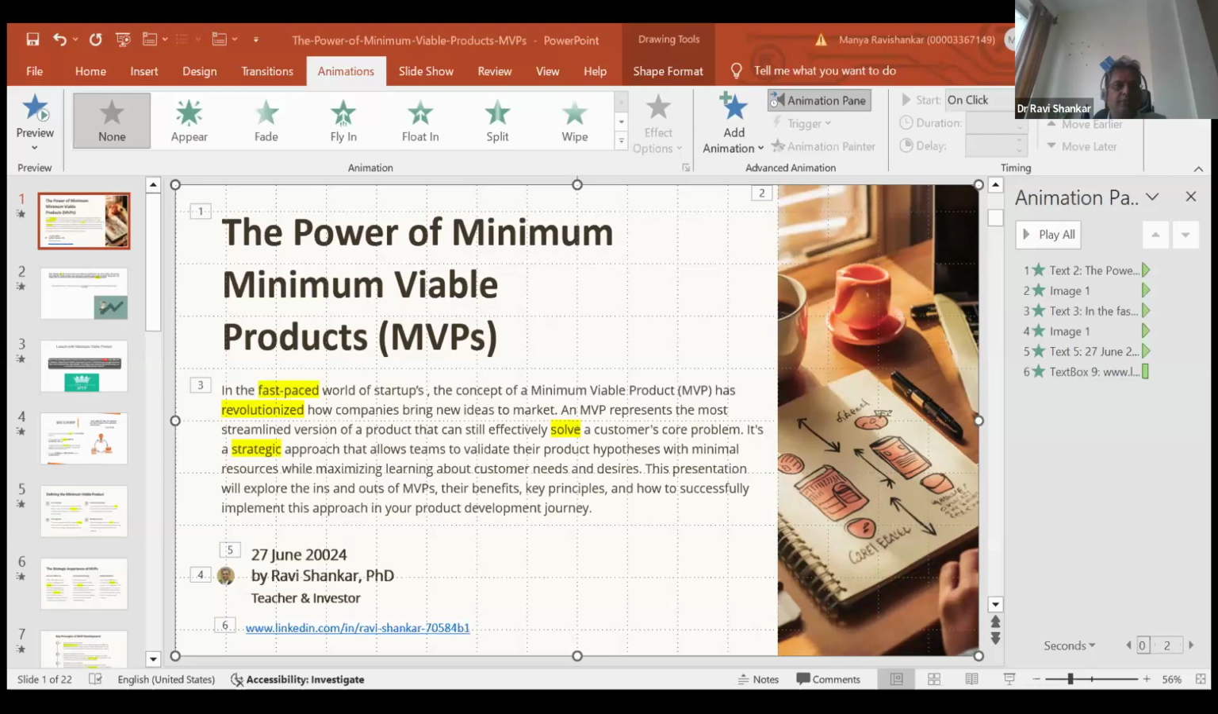The third dimension is learnability. It's essentially a learning tool. It is said that in the 21st century, the most important skill that one can acquire is learning. So MVP is a learning tool, essentially. It helps you to gain insights, harvest information and insights about the customer wants and needs and preferences. Therefore, you can then craft a fully featured product down the line. It's an iterative process. It is a continuous process.